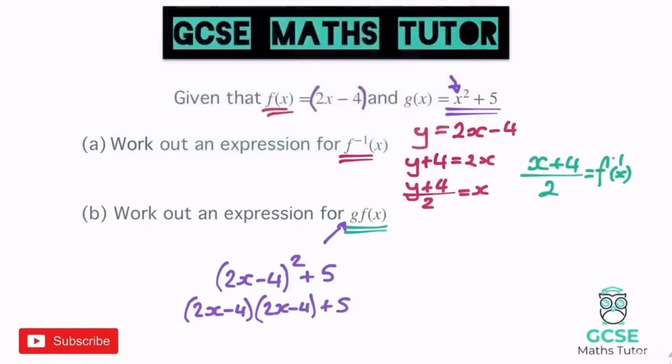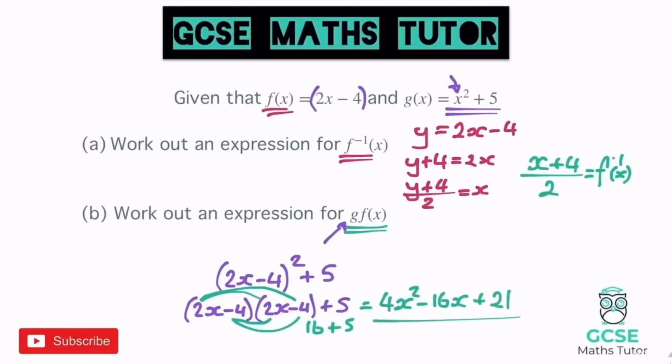So if we expand that, again, I'm going to skip some steps here. I'm going to do 2x times 2x, which is 4x squared. And then we've got 2x times minus 4 and 2x times minus 4 again. So minus 8x and minus 8x is minus 16x. And then minus 4 times minus 4 gives us 16, but we're going to add 5 to that. So that'll give us 21, so plus 21. And there's your expression for that.